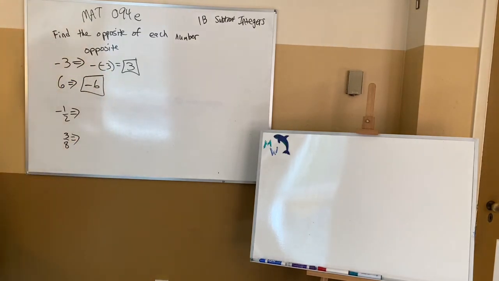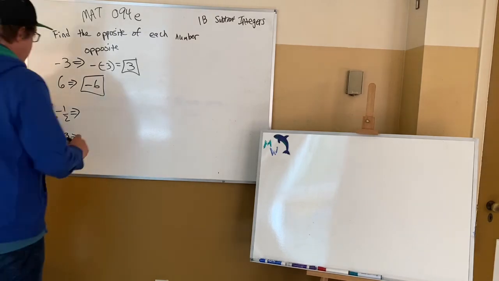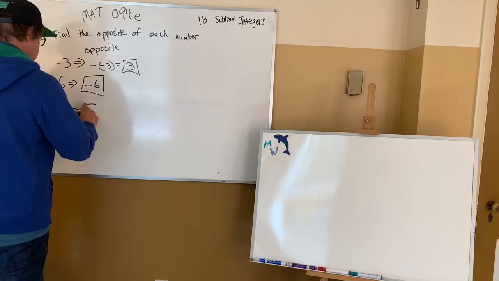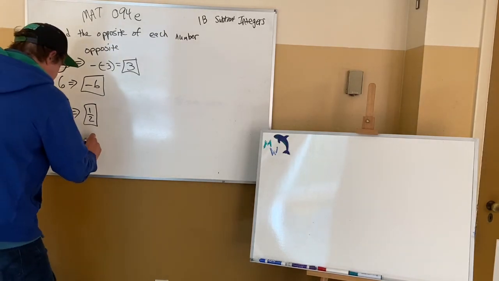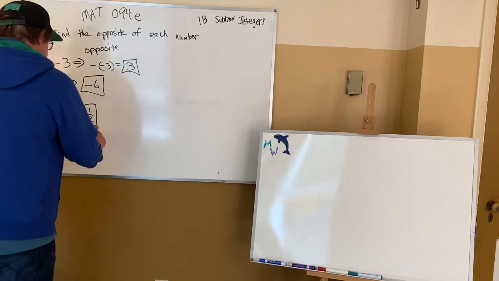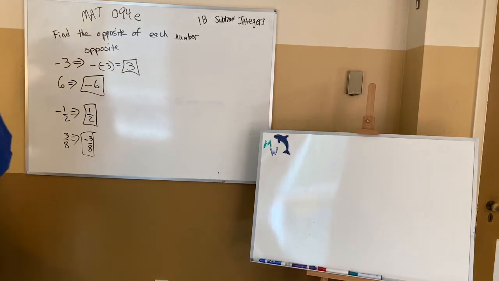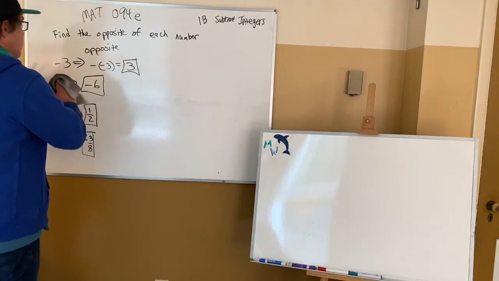Negative 1/2. Let's find the opposite sign of it. Instead of being negative 1/2, it becomes positive 1/2. The sign changes. It's still 1/2. Instead of owing it, you now have it. 3/8: instead of being positive 3/8, it will become negative 3/8. These are the opposites of each one. It's a changing of the sign to reverse the sign. Positive reverses to negative, negative reverses to positive.